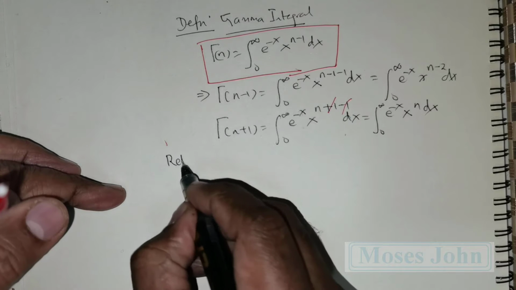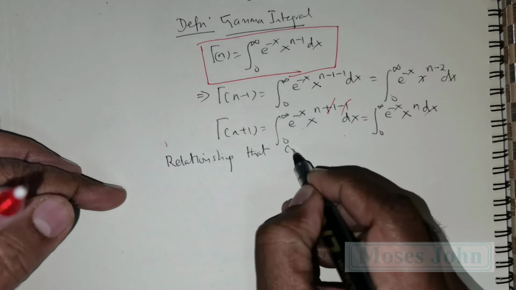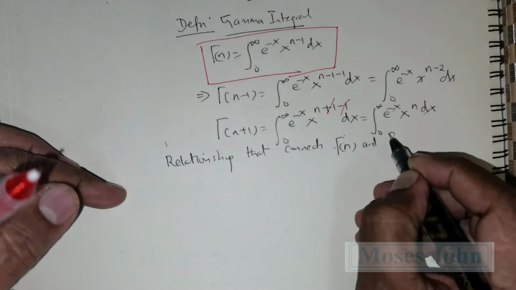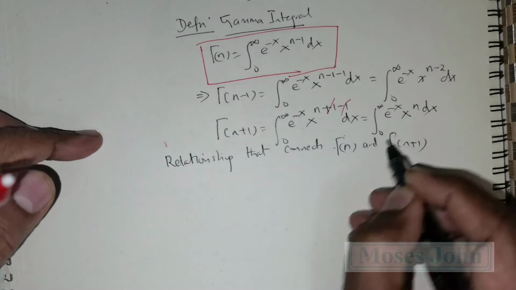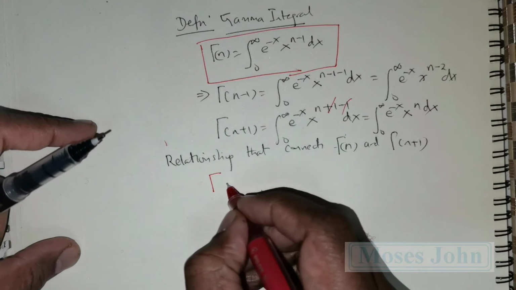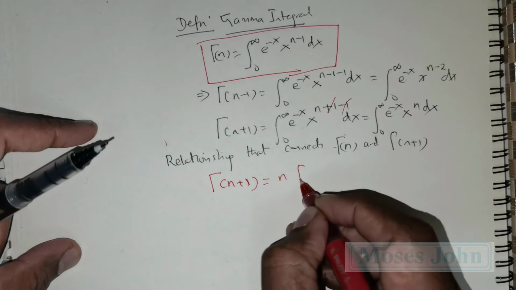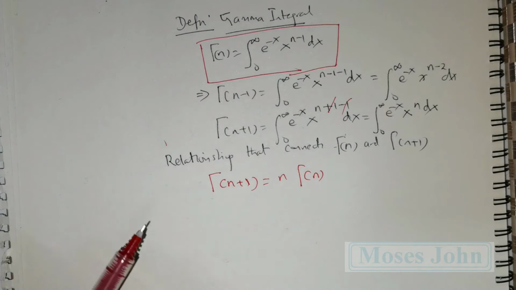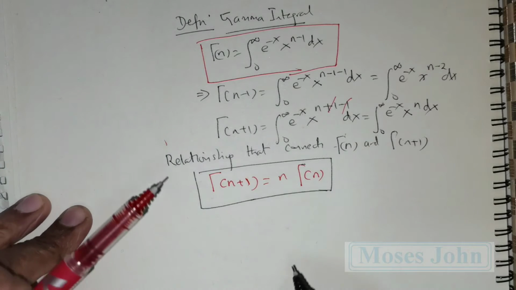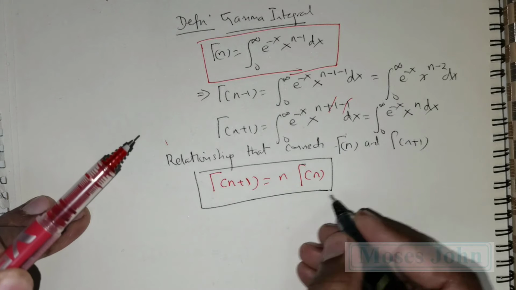Now we are going to study the relationship that connects gamma of n and gamma of n plus 1. That relationship is nothing but gamma of n plus 1 is equal to n times gamma of n. This is a very important formula you should know, and it is important that you understand this formula.